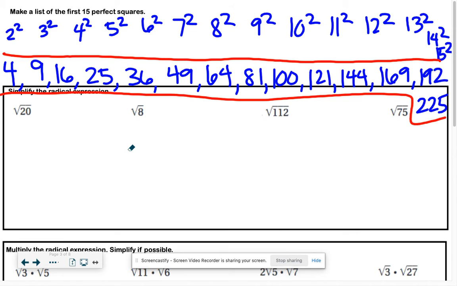13 squared and 14 squared. Yep, so 13 squared is 169. 14 squared should be 196. I don't know why I put 192. Guys, if you wrote 192, will you fix this? It should be 196. So 196, and then 225 was the last one.